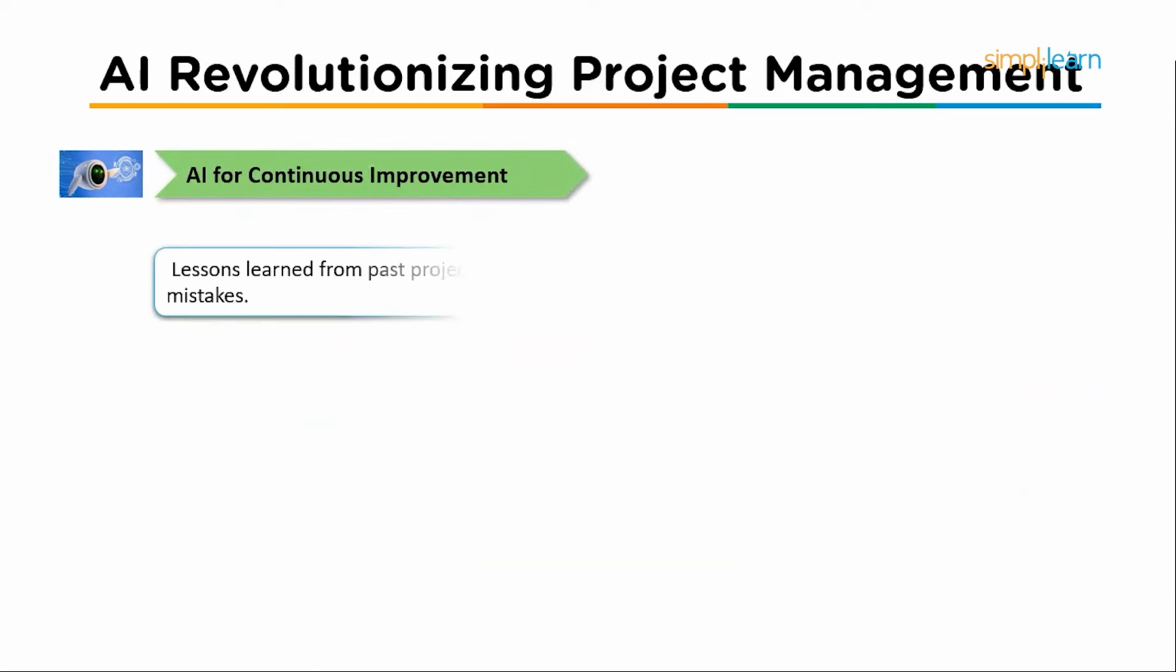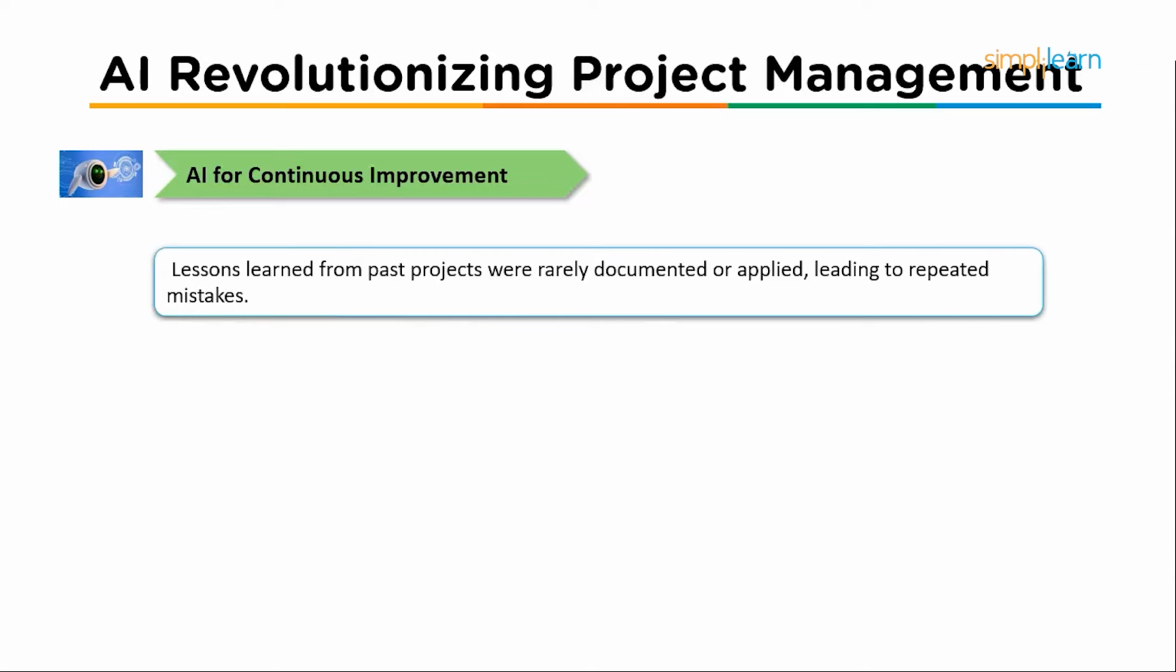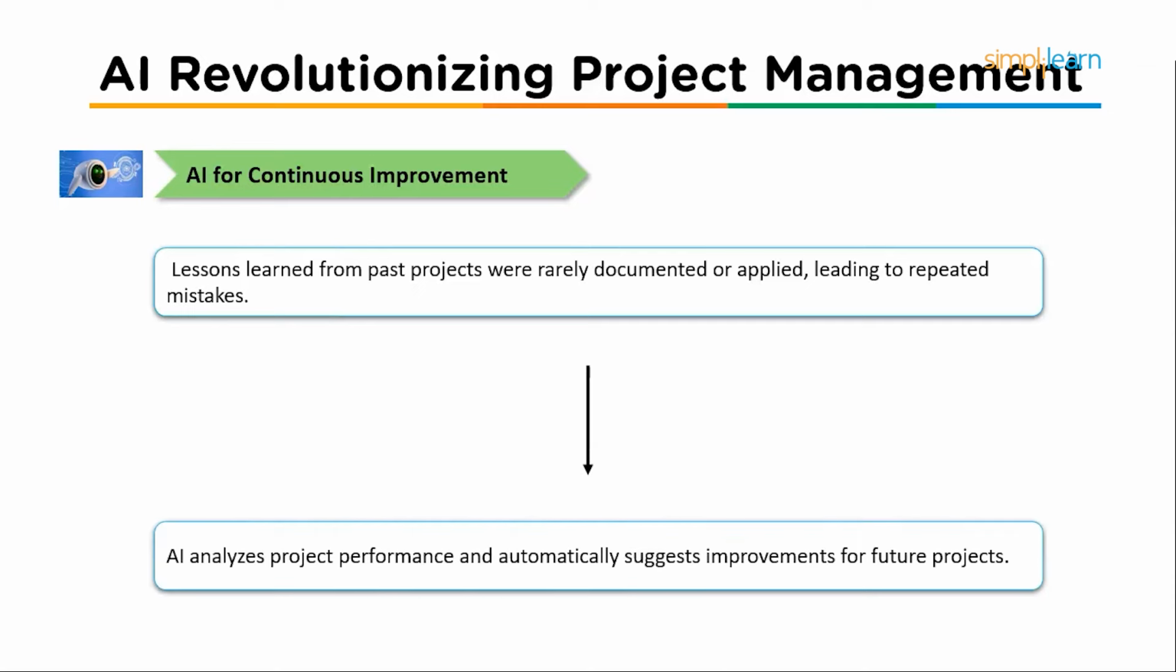Before AI, lessons learned from past projects were rarely documented or applied, leading to repetitive mistakes. Now, AI analyzes project performance and automatically suggests improvements for future projects. It identifies bottlenecks, tracks productivity patterns, and provides actionable insights for better efficiency next time. So, project management keeps getting better.